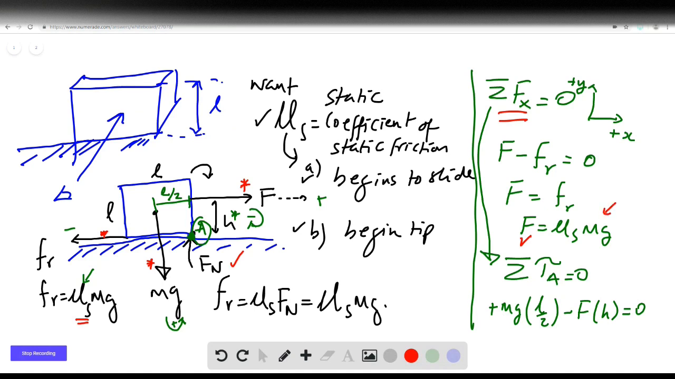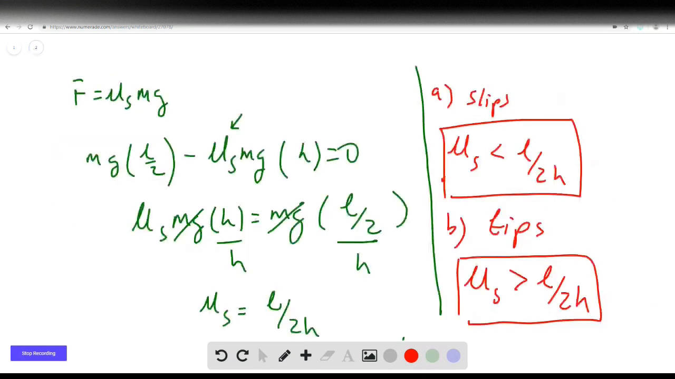Then we take the torque around A. There is equilibrium, so the torque produced by the pulling force is equivalent to the torque produced by the weight. And so we go ahead on the next page to make those two equal, as you can see, and then solve for the coefficient of static friction.